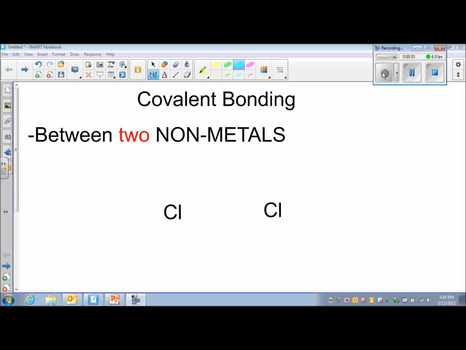Alright, this is a demonstration of covalent bonding. The most important thing to remember about covalent bonding is bonding between two nonmetals. So that's the key thing to remember. It's between two nonmetals, which is very few metals if you actually look at the periodic table.